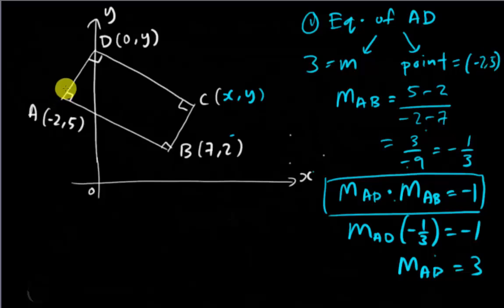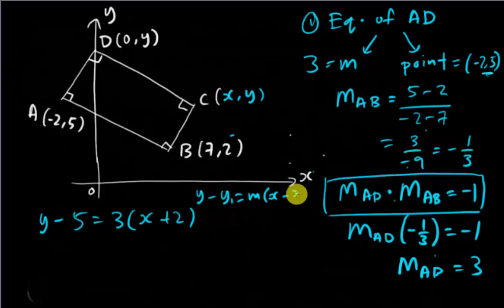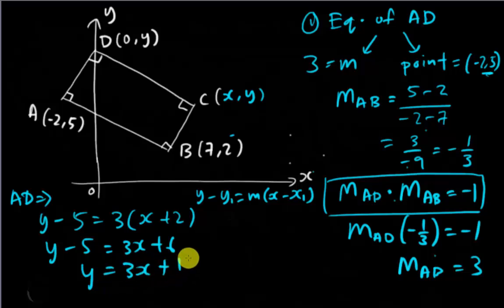Then I can get the equation easily, using the y minus y1. My y1 over here is 5 equals to gradient 3, x minus x1, negative 2. Minus negative 2 is plus 2. Basically I'm using this formula, y minus y1 equals to m, x minus x1. So I just solve this one, I can get the equation of AD. So I got y minus 5 equals to 3x plus 6. So y equals to 3x plus 11.